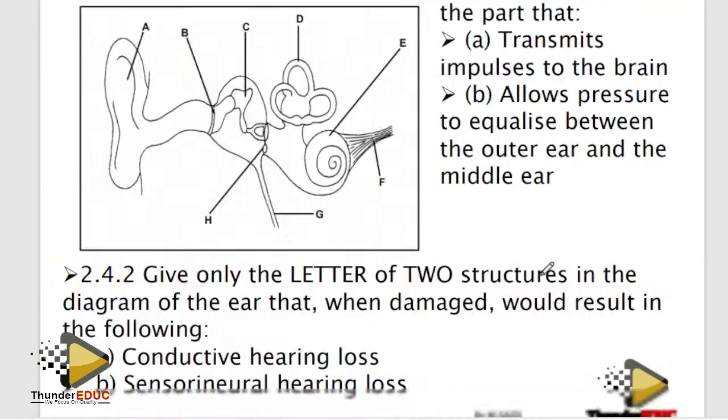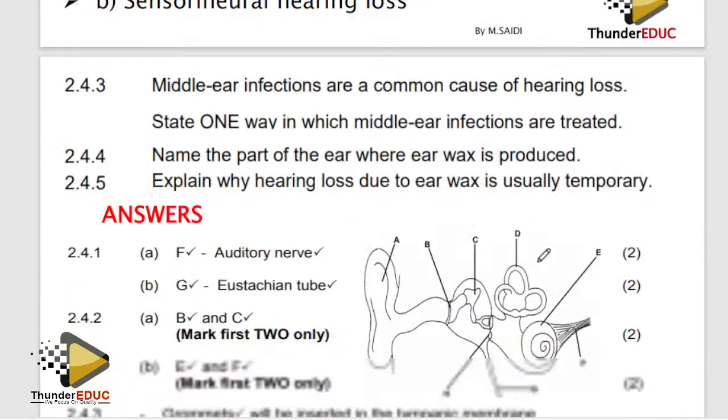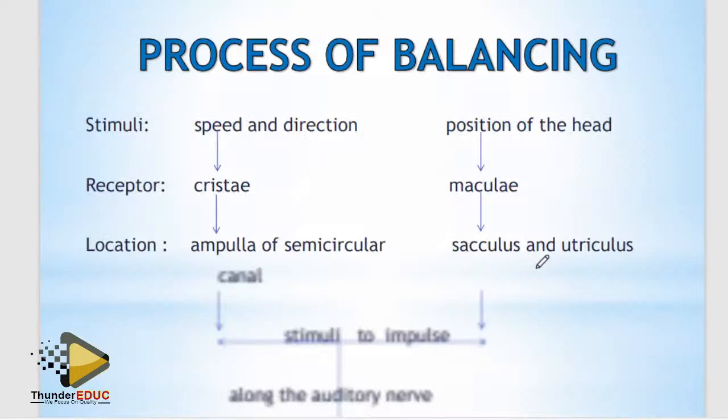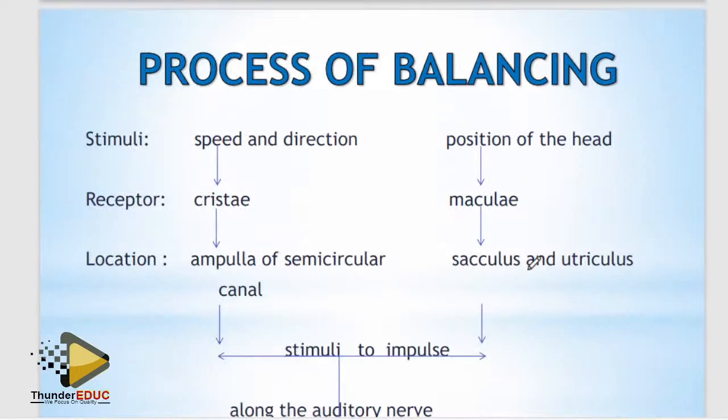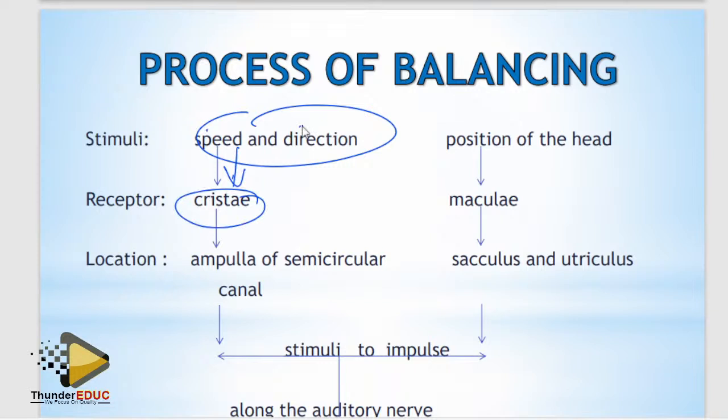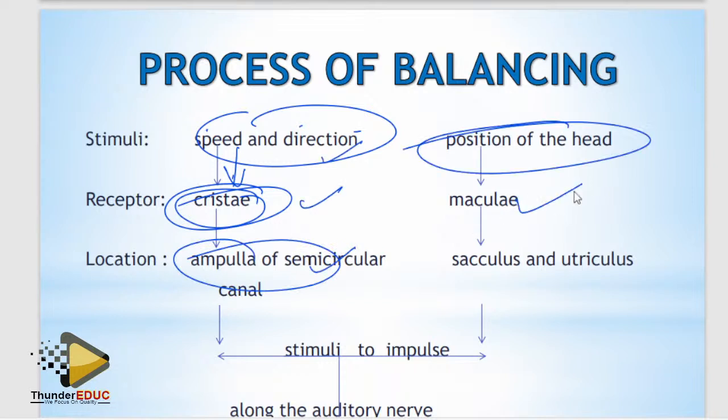Balance. You can use this model of balance. Change in the speed and direction stimulates the cristae found in the ampulla of the semicircular canal. That's a mark. Change in the position of the head stimulates the maculae found in the sacculus and the utriculus. A mark and a mark and a mark.